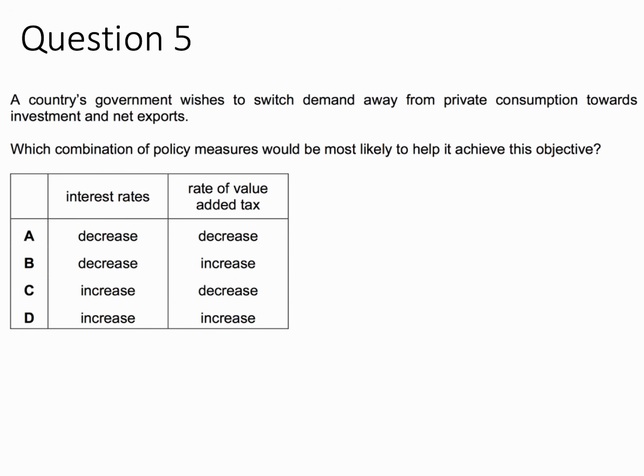Here's question 5. A country's government wishes to switch demand away from private consumption towards investment and net exports. Which combination of policy measures would be most likely to help it achieve this objective? And the correct answer to this question is B. We're looking to increase investment, we're looking to increase net exports, in other words, an improved balance of trade.